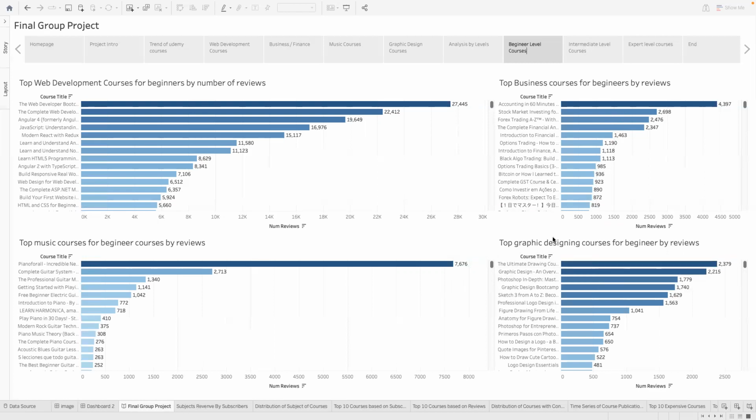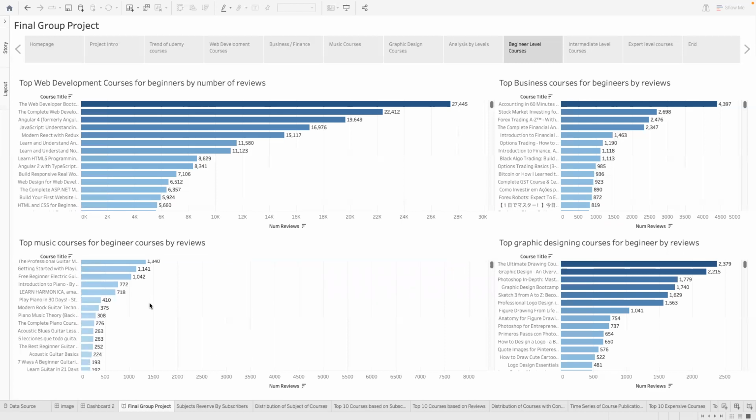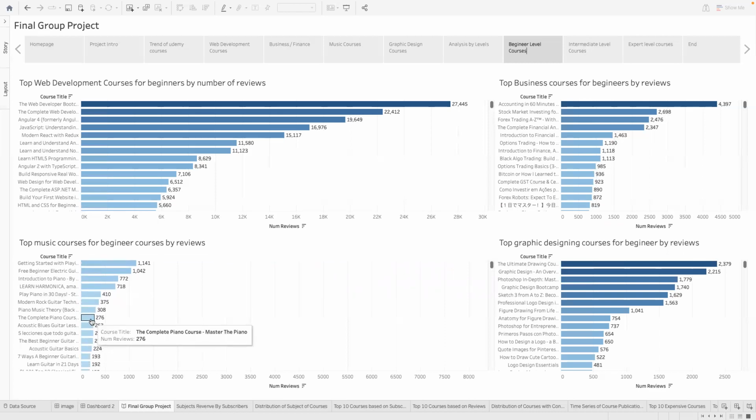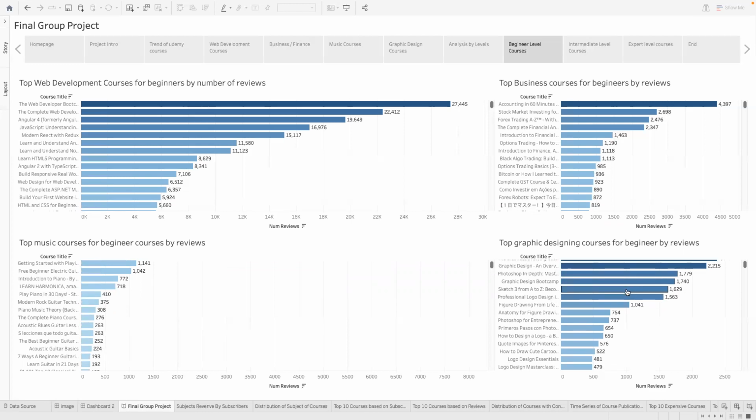In web development courses, there are a few numbers in HTML and CSS type courses, and the highest is in web development on Udemy. For music, we can see around 200 for guitar playing. And for graphics, we can say that logo design is not a very famous course for graphic designing.